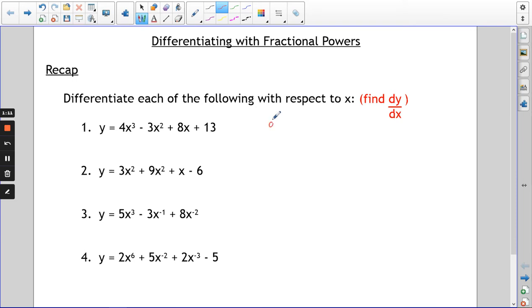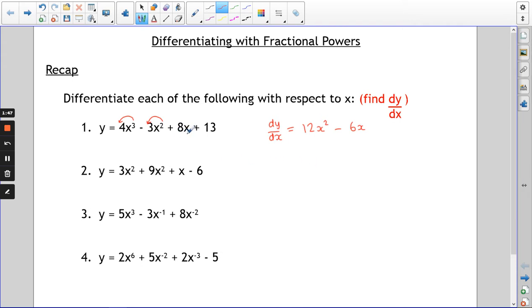Okay, so for the first one, so dy by dx, okay, we've got 4x cubed. So the 3 comes down in front and multiplies, and 3 times 4 is 12. It was x cubed. If we take 1 away from the power, it becomes x squared. Okay. Then we've got a minus. This 2, this squared, comes down in front and multiplies. So 2 times 3 makes 6. It was x squared. Now it's going to be x to the power of 1, and I can just leave that as an x.